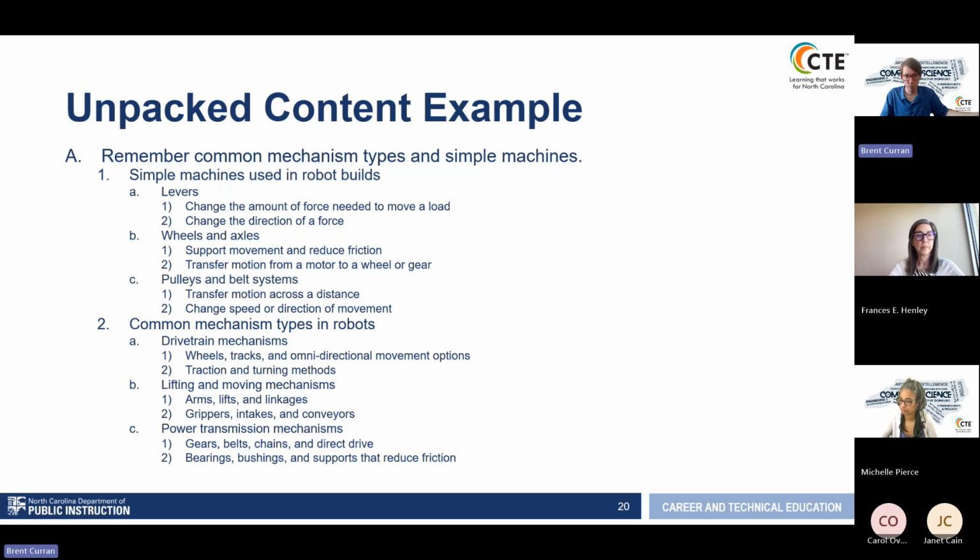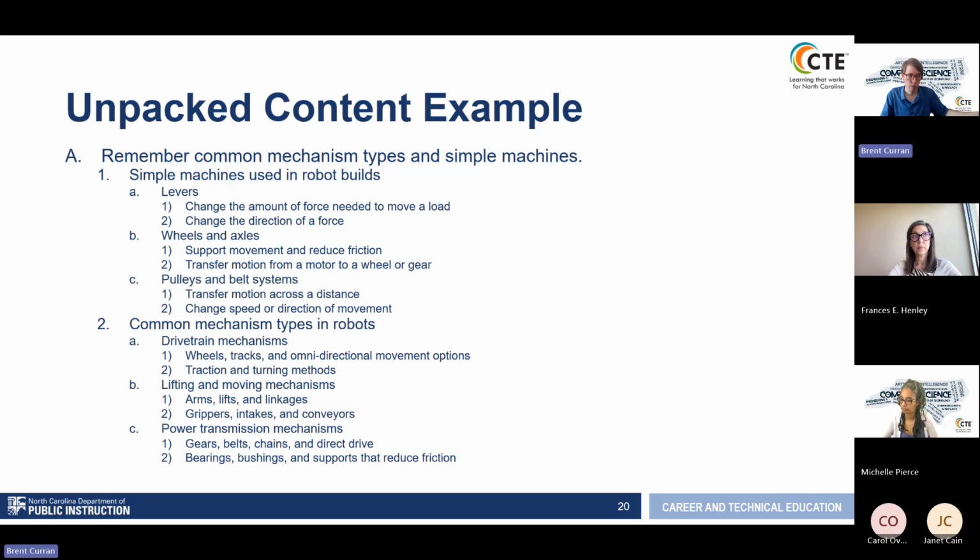We have pages of unpacked content for each standard. So this is the unpacked content for this first essential question. So the overall concept for the lesson should be remember. So that's our RBT level. So the lesson should be at the remember level. Common mechanism types and simple machines. And then it goes into simple machines used in robots.